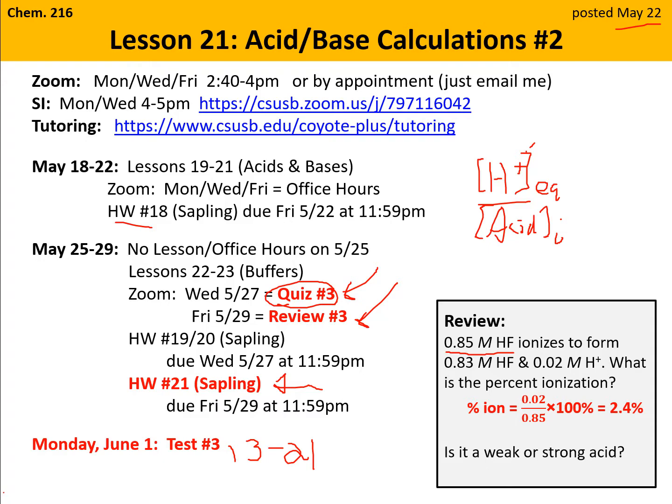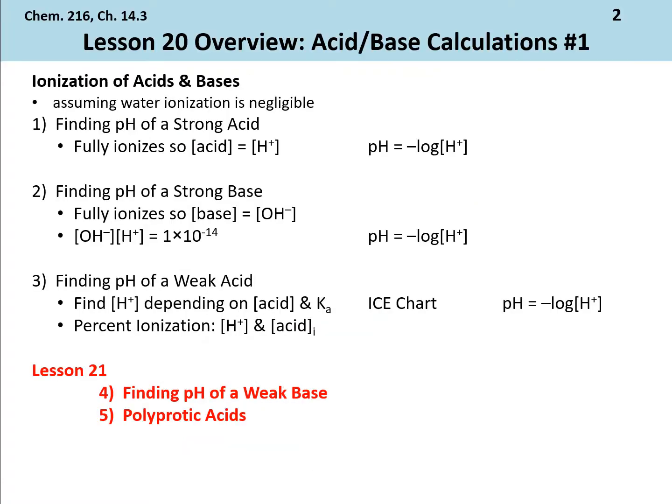Is this a weak or strong acid? It's a weak acid. Why? Because for strong acids, this would be 100%. Okay, because that's the definition of a strong acid. All right, so let's go ahead and move on.